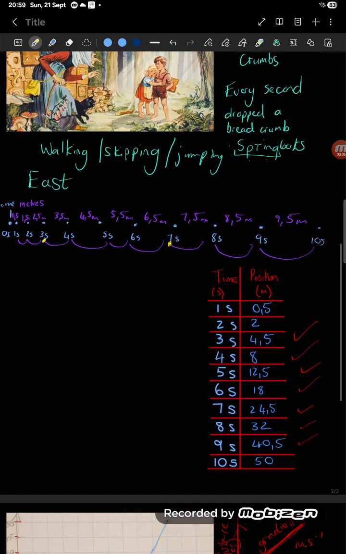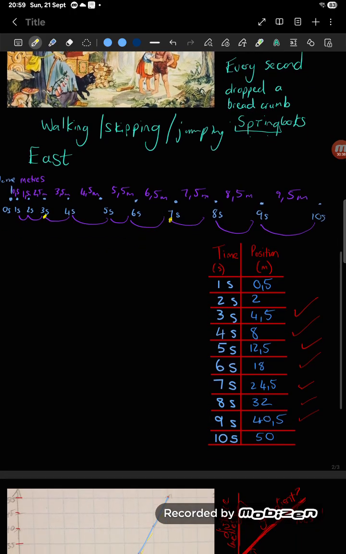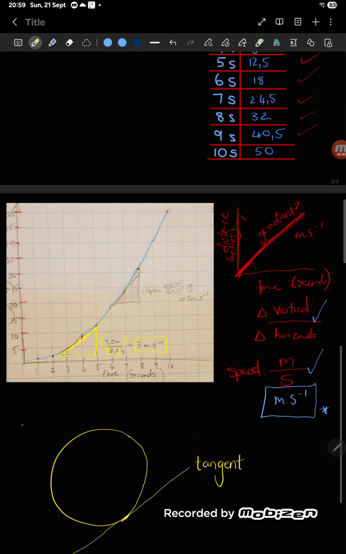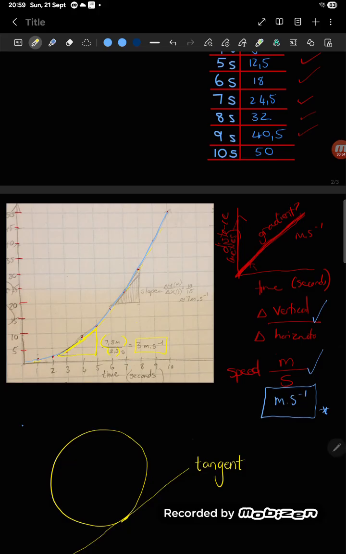Okay, so what speed were they going at 3 seconds? What speed were they going at 7 seconds? Well, the answer is actually encapsulated in the breadcrumbs that they left. So this is quite interesting. 7.5 meters over 2.5 seconds would give you 3 meters per second at the 3rd second. That was their speed. Meters per second tells you its speed. That was the speed they were going.